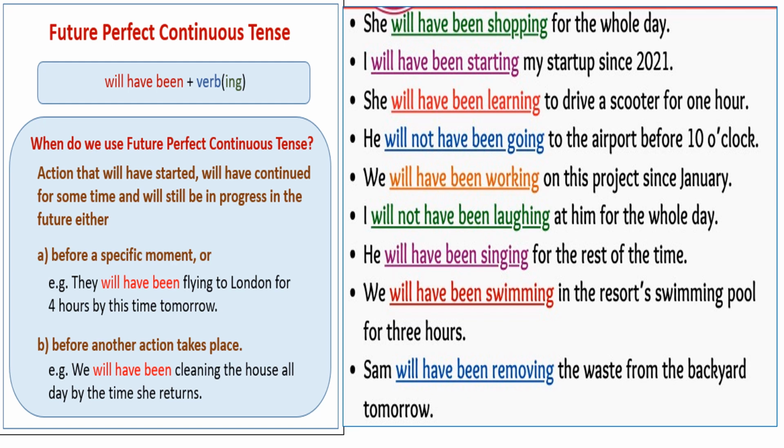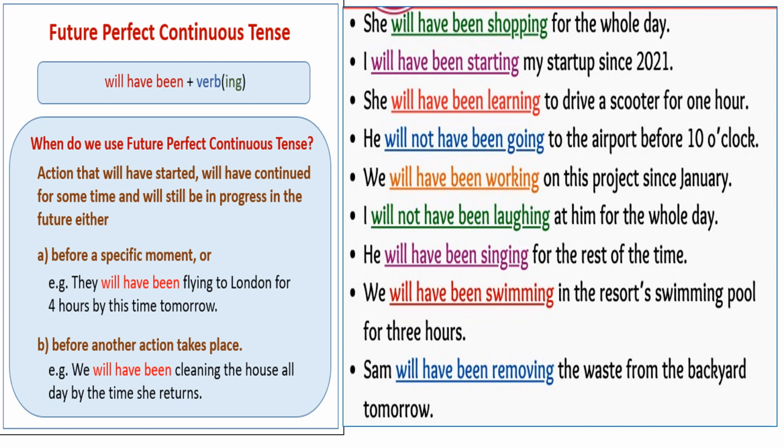She will have been shopping for the whole day. I will have been starting my startup since 2021. She will have been learning to drive a scooter for 1 hour. He will not have been going to the airport before 10 o'clock. We will have been working on this project since January.